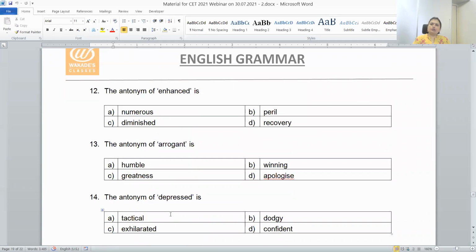Okay, I think we finished the 12th one. Now we are going to do, children, the 13th one. The antonym of arrogant. Children, arrogant means rude. So what is the opposite of arrogant, children? A, yes, humble, humble. The antonym of depressed. Yes, depressed. When you have lost hope or you're extremely sad. Children, what is the option? Option C. Children, option C. Exhilarated. Means very happy. You're very happy. You're in cheerful spirits. That is number 14.